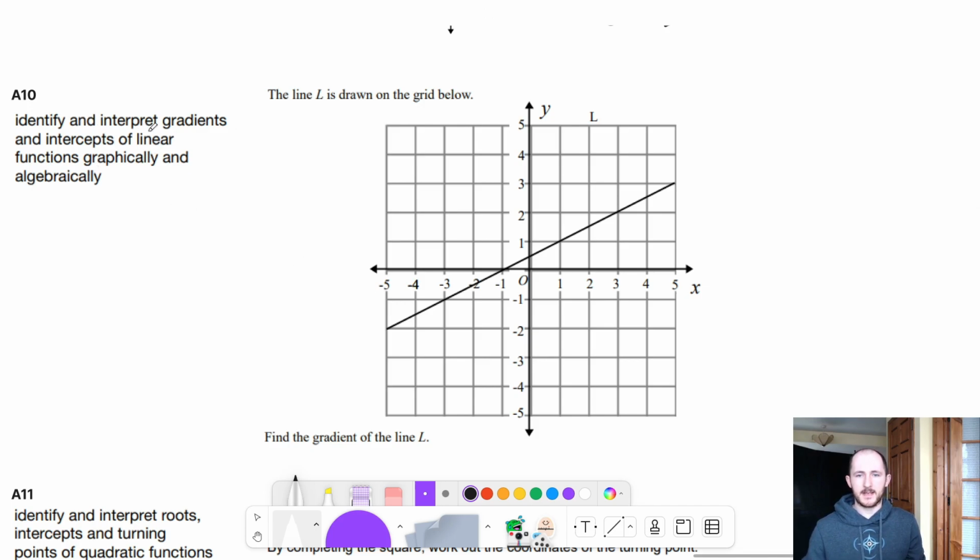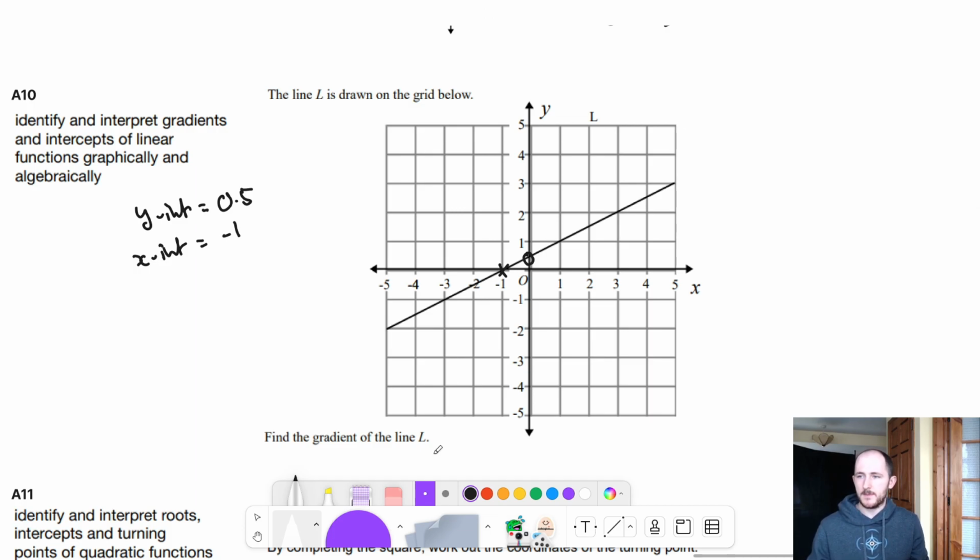Identify and interpret gradients and intercepts of linear functions graphically and algebraically. So here it says find the gradient of L, but it says also intercepts in the spec point. If you look here, that's the intercept. So the y-intercept is, in this case, I would say 0.5. The x-intercept, when it crosses x, is negative 1. Okay?